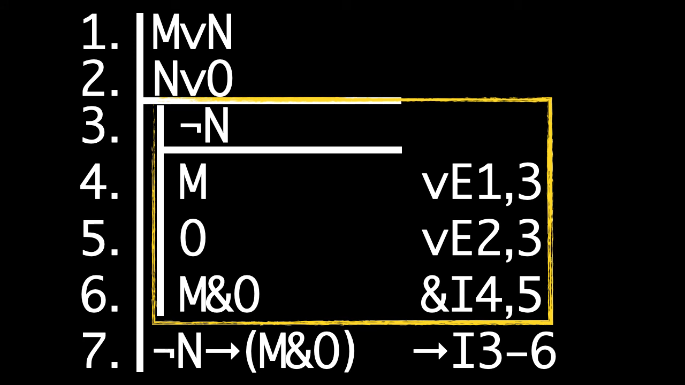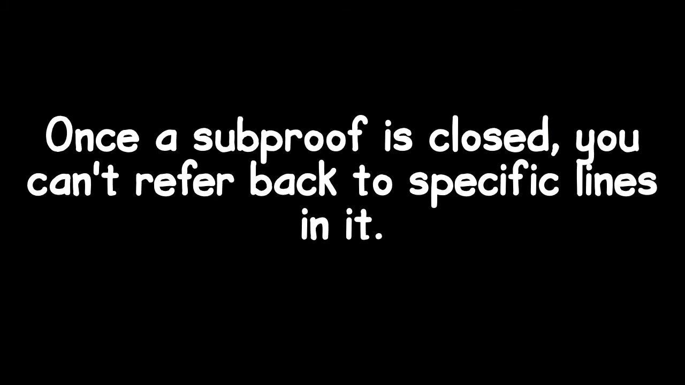Formally, you can start a subproof at any time. You're allowed to make any assumption. That's because each subproof is just the exercise of imagining what follows from the assumption. You're saying, let's pretend for a moment that this is true and see what follows from that. The subproof goes on as long as the vertical line starts it. In this example, the subproof starts or opens on line 3 and ends or closes on line 6. Once a subproof is closed, you can't refer back to specific lines in it.